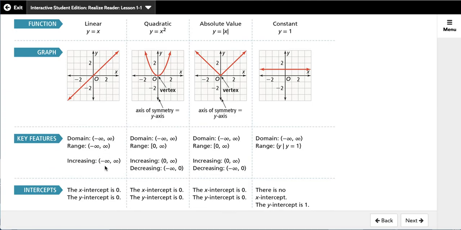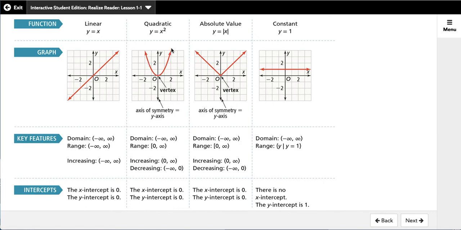And it's increasing because this is a positive function. If it was a negative function, it would be decreasing for the whole interval. The intercepts, this has an x-intercept of 0 and a y-intercept of 0. That's not true about all linear functions, right? If this line were over here, it'd have different x-intercepts and y-intercepts, and if it was going down, it'd be decreasing. So I'm not so crazy about memorizing that. It's just an example.